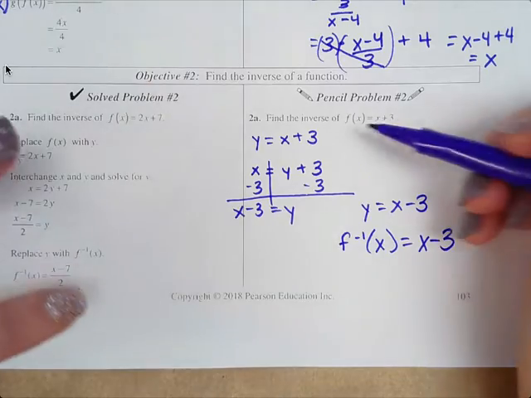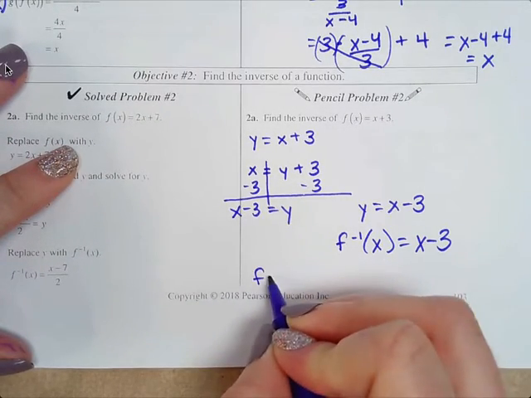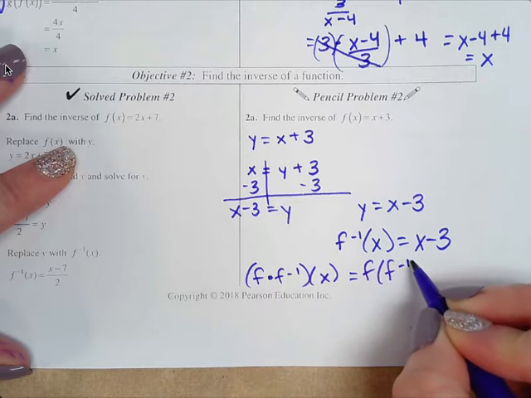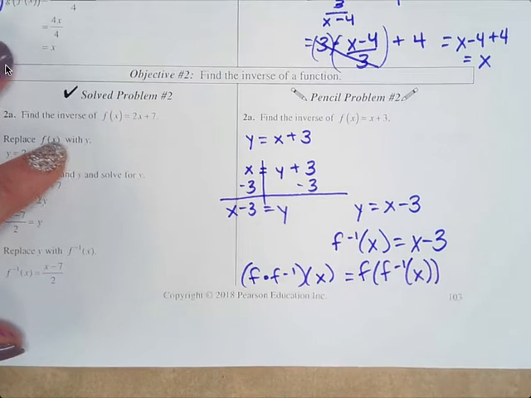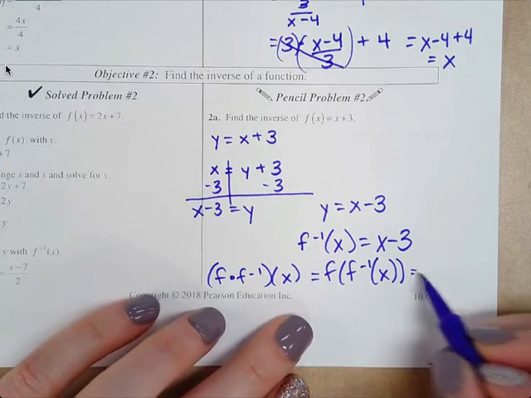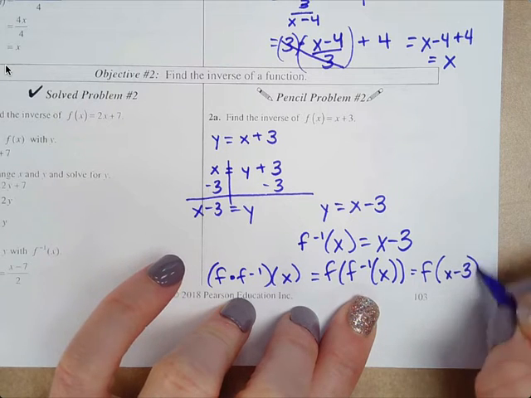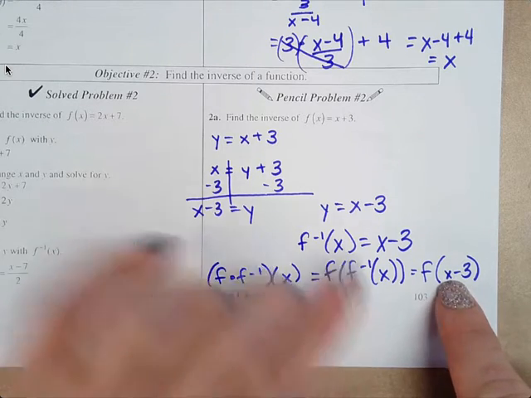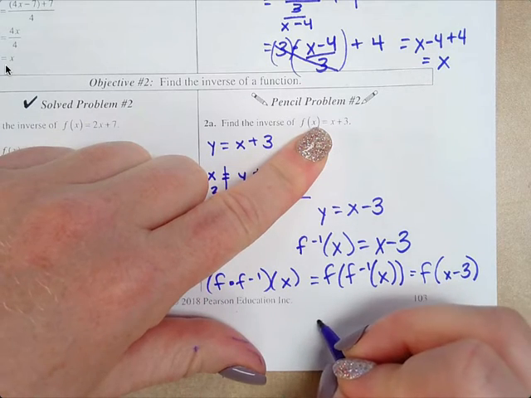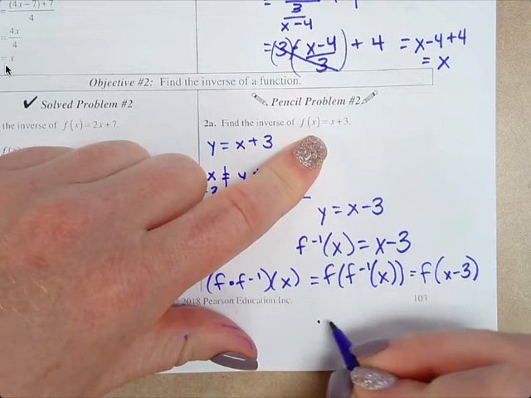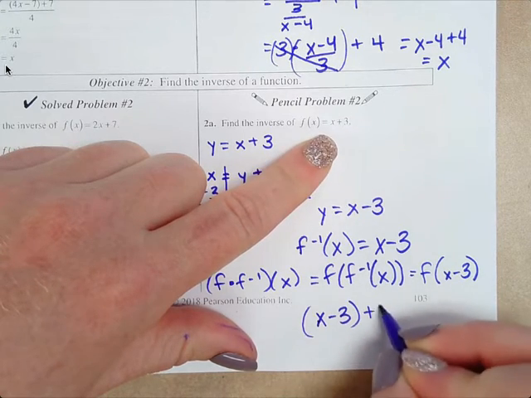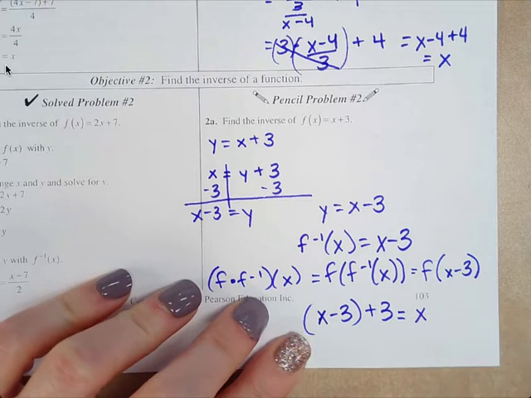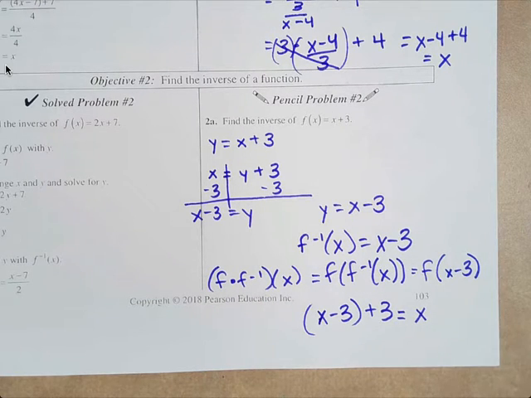And we can determine that these are inverse functions of each other by doing f of f negative 1 of x. So this would be f of x minus 3. That means I'm going to plug x minus 3 into this original equation, which would be x minus 3 plus 3. Minus 3 plus 3 is 0, so that equals x. So that shows that that one equals x.